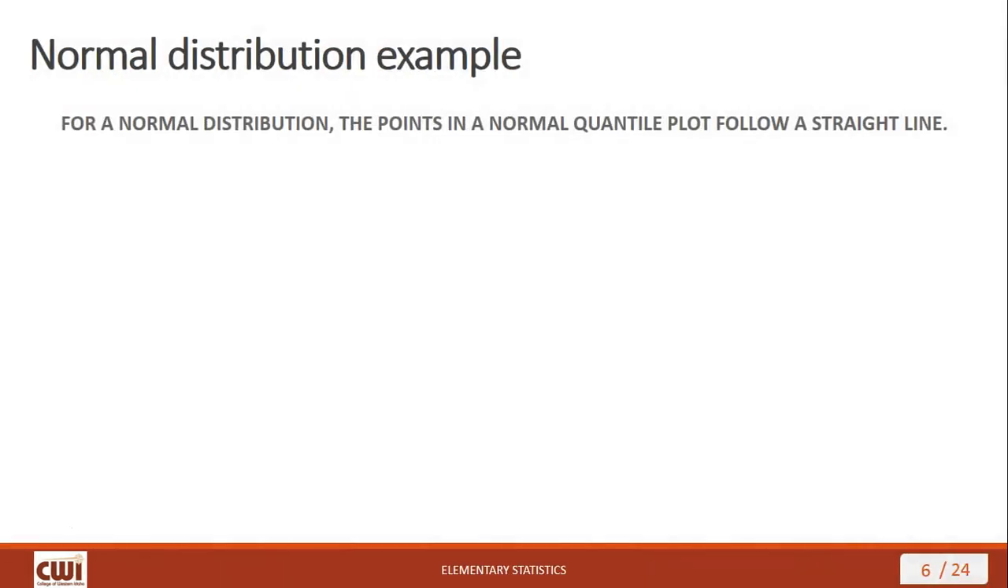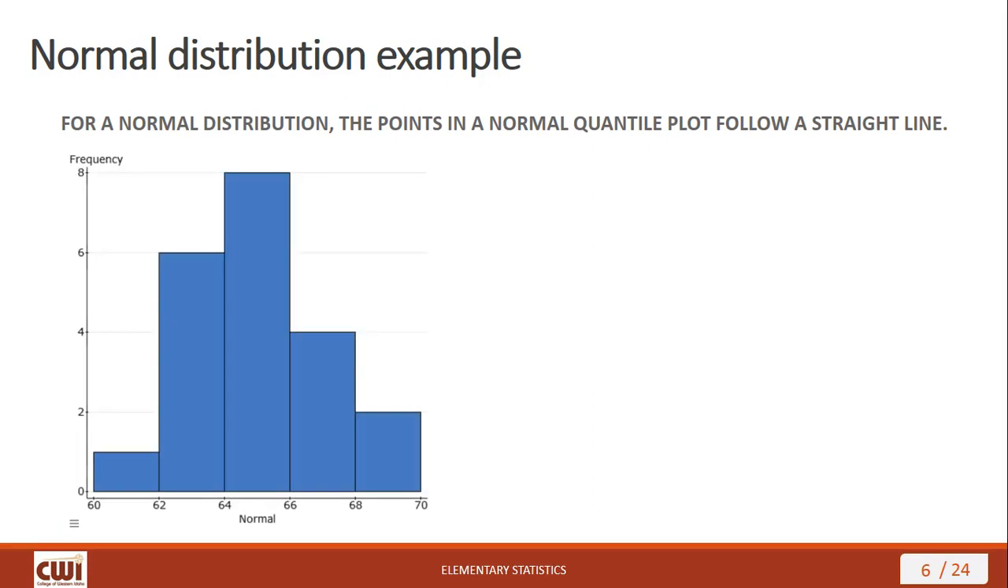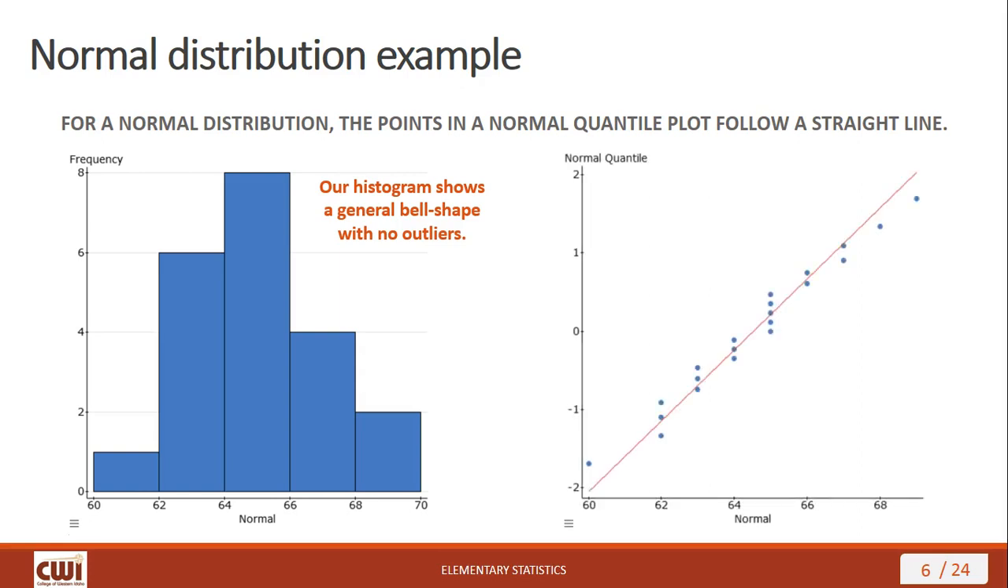Let's look at some of those examples that I just mentioned. So when you have a normal distribution, the points in a normal quantile plot follow a straight line. So let's say we have a data set that produces a histogram that looks like this. So notice how we have a general bell-shaped curve with this histogram. Notice also that we have no outliers. So the first two steps are looking pretty good for a normally distributed data set.